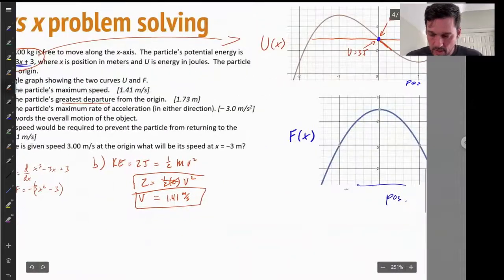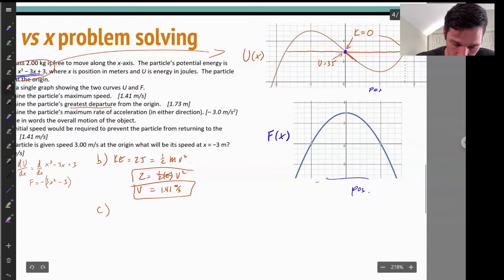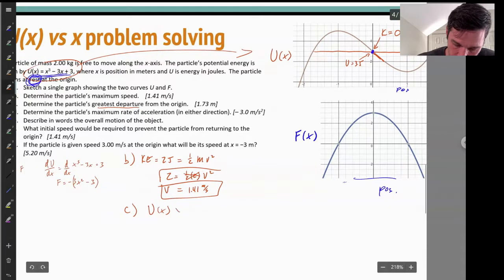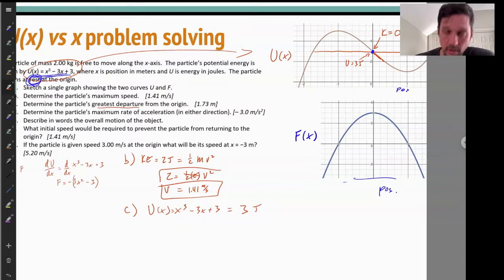Now, how do we solve that mathematically? Essentially, we are recognizing that the potential energy is 3 joules. So we want to solve for x positions where potential energy equals 3 joules. So for part C, we can say potential energy at x is that function, x cubed minus 3x plus 3. We're going to set that all equal to 3 joules. We want to find the locations of x that correspond with that amount of energy.